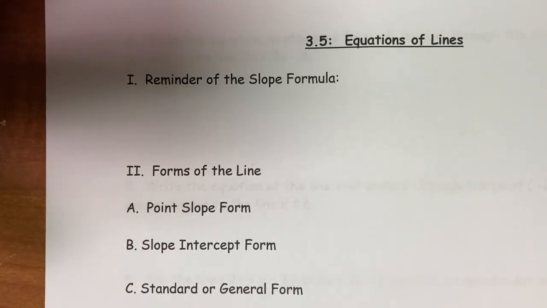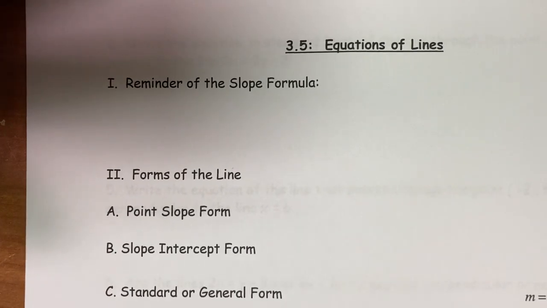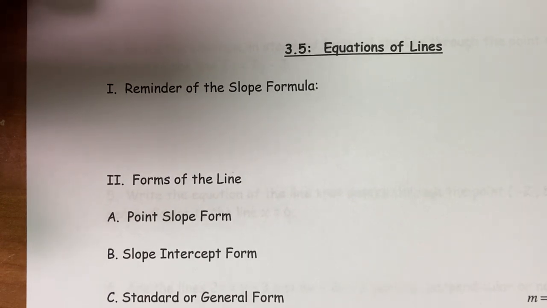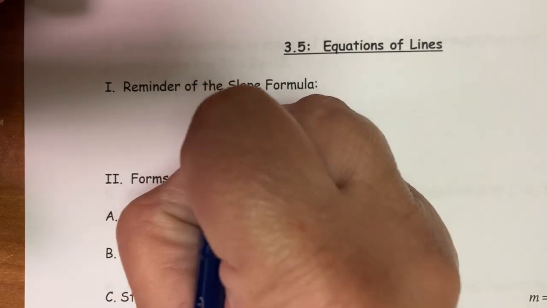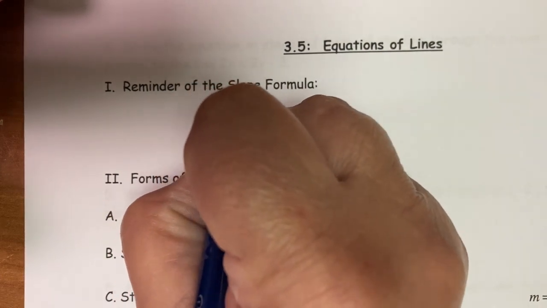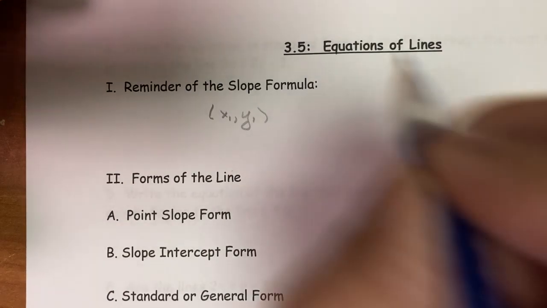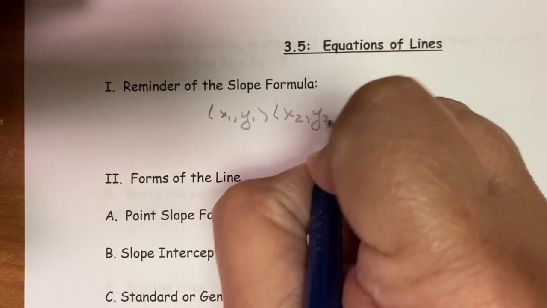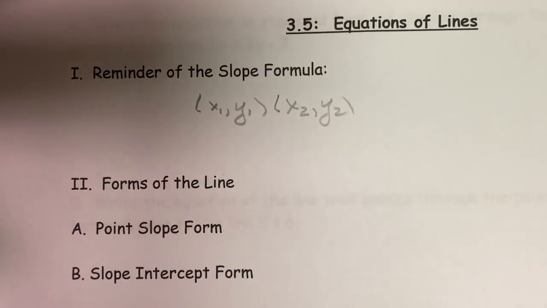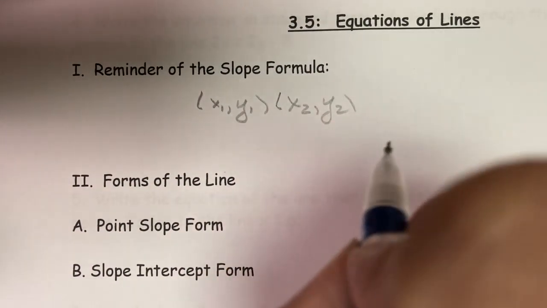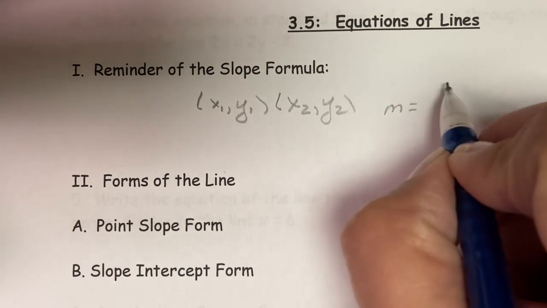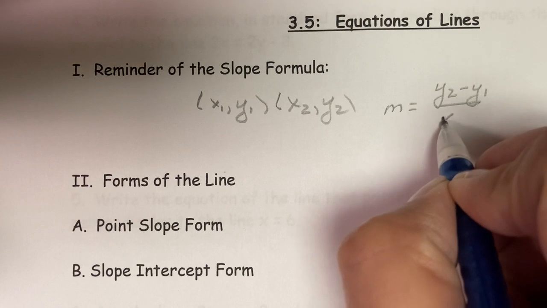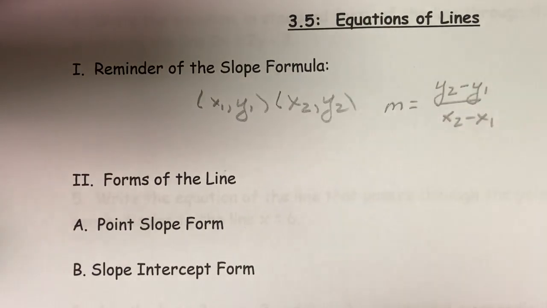Okay, here are the notes for 3.5. So I just have a quick reminder for you for number one, the slope formula. Remember, this is the formula that we use to find the slope between any 2 points, and we would call them x1, y1, x2, y2. And the slope formula that we use is m is equal to y2 minus y1 over x2 minus x1.